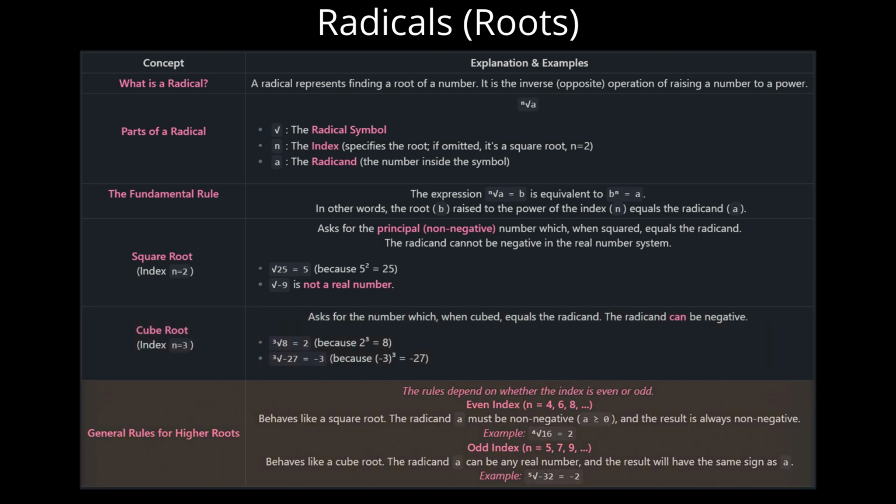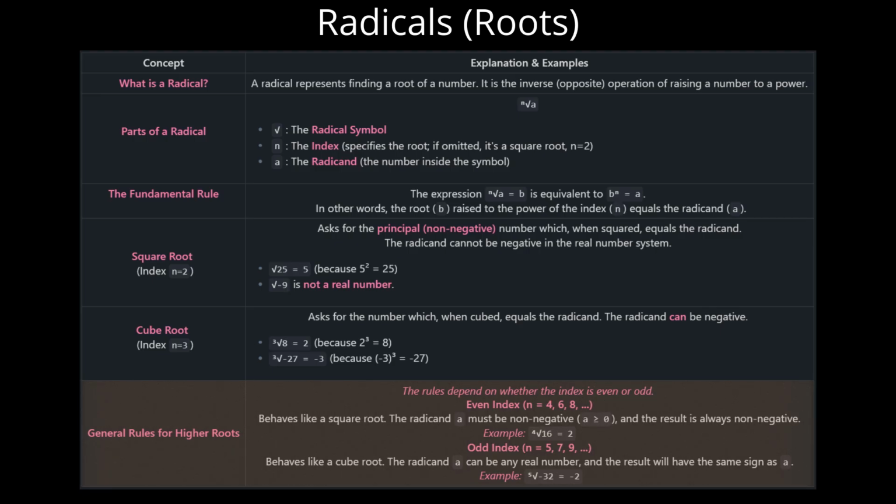This brings us to a simple, powerful pattern for all other roots. It all comes down to whether the index is even or odd. If the index is even, like 4, 6, 8, etc., it behaves just like a square root. The number inside must be non-negative, and the answer will be non-negative. For example, the fourth root of 16 is 2.